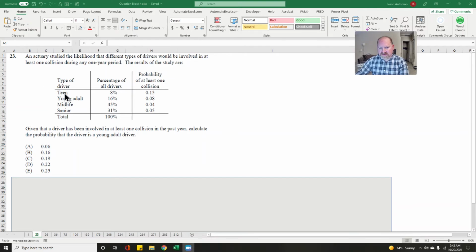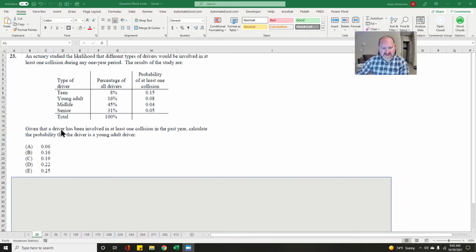It's broken down into teen drivers, young adults, midlife, and senior, with their respective percentage of the whole population. So young adults were 16% of the sample size. And here are the probabilities of each group getting into at least one crash during a year. With teen drivers, 15% probability, midlife being the least at 4%.